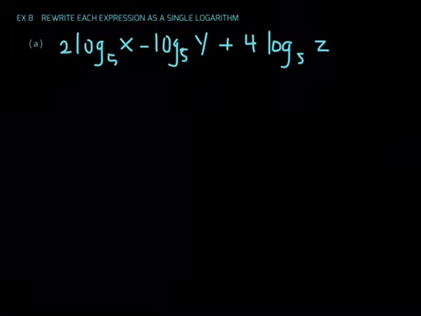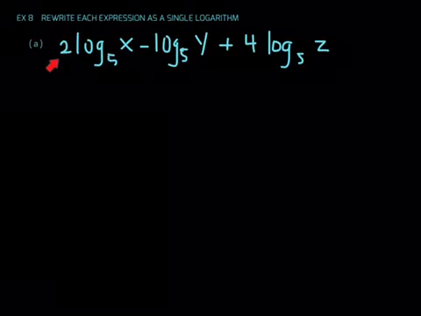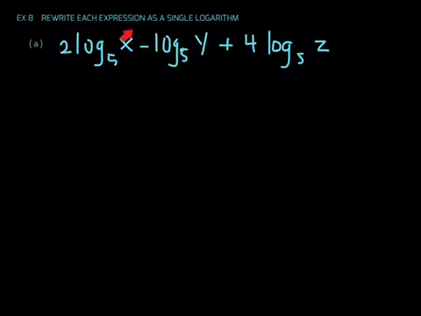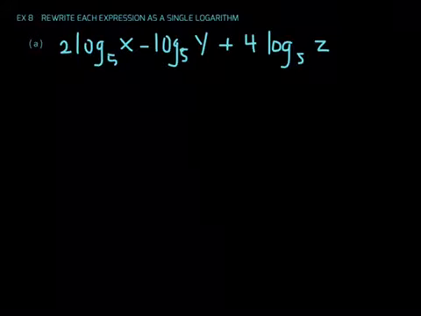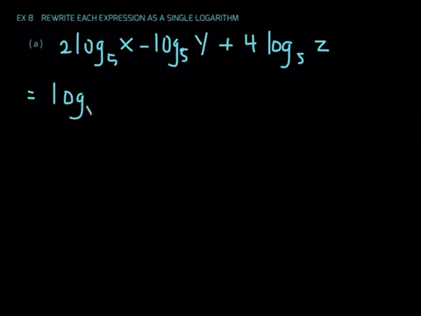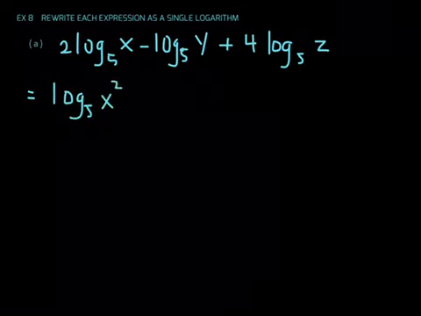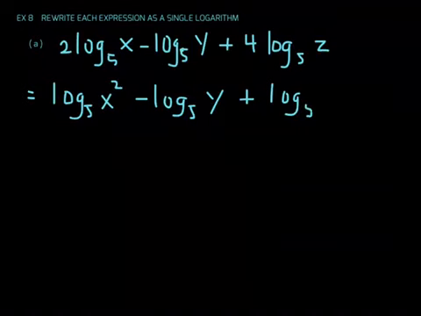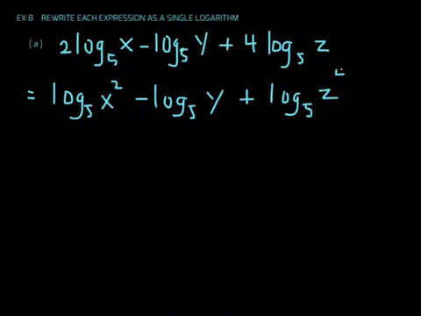All right, the first thing I recommend doing is to use the power rule to put all of the coefficients back up as powers on the argument. So 2 goes back up as an exponent of 2, and 4 goes back up as an exponent of 4. So something like this. We're going to have log base 5 of x squared, minus log base 5 of y, plus log base 5 of z, now raised to the 4th power. Okay, that was the power rule.